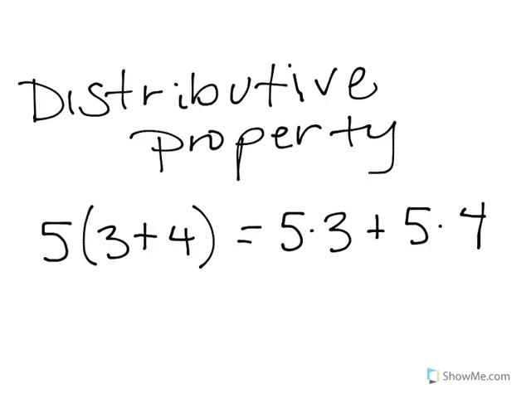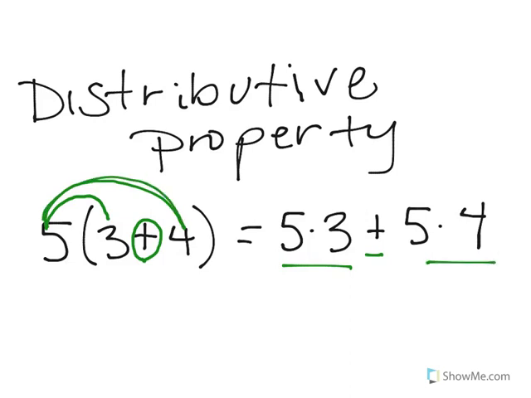If you look at this example, it's saying 5 times the quantity of 3 plus 4 is the same as, or equals, 5 times 3 plus 5 times 4. What this is really saying is we're just distributing this 5 to the 3 and this 5 to the 4. So 5 times 3, plus 5 times 4 here. This is using the distributive property, which tells us that we can multiply the number outside of the parentheses to both items that are inside the parentheses.